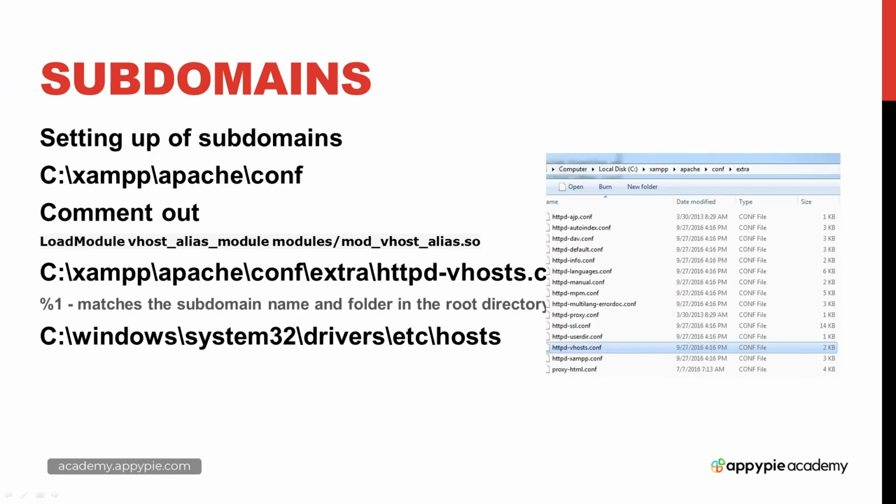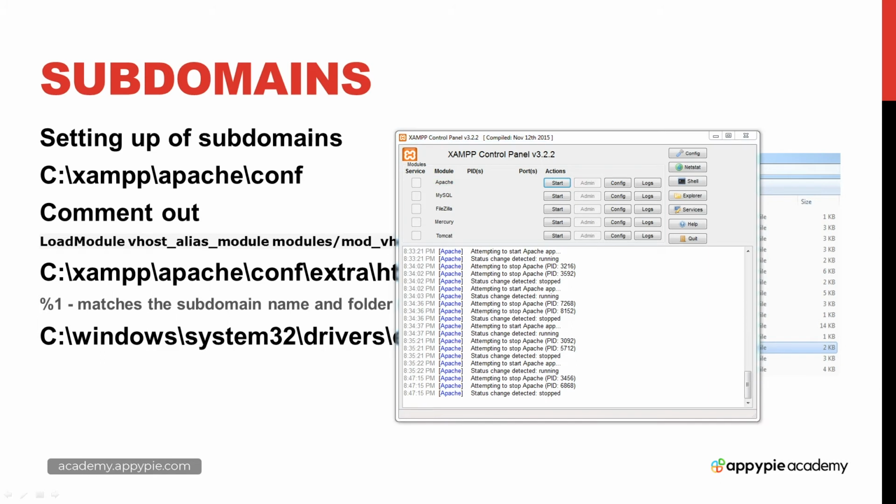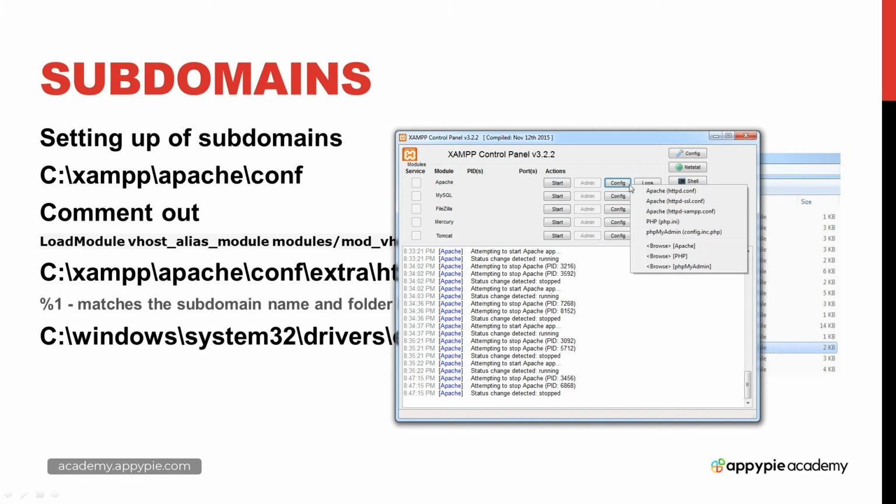So let's go ahead and open up our control panel. So we're going to stop our server because we're making some updates to the configuration. Every time you make updates to the configuration, it's always a good idea to restart your system in order for those configurations to take place. So this time we're going over to config and we're going to be accessing the HTTP config file.